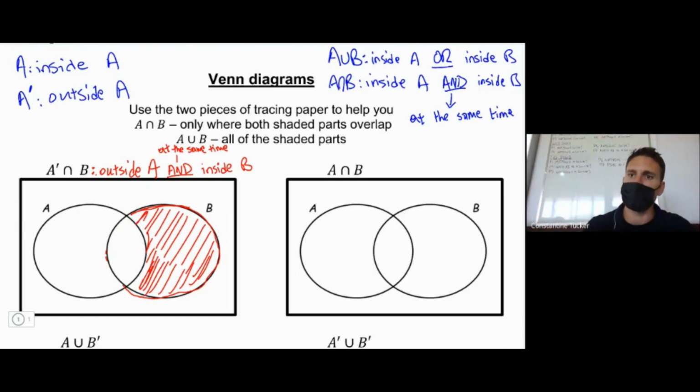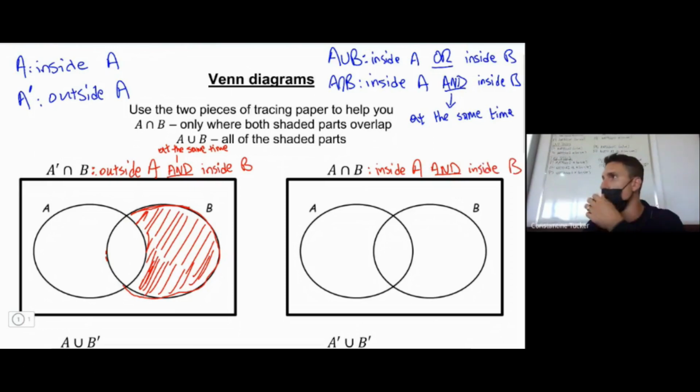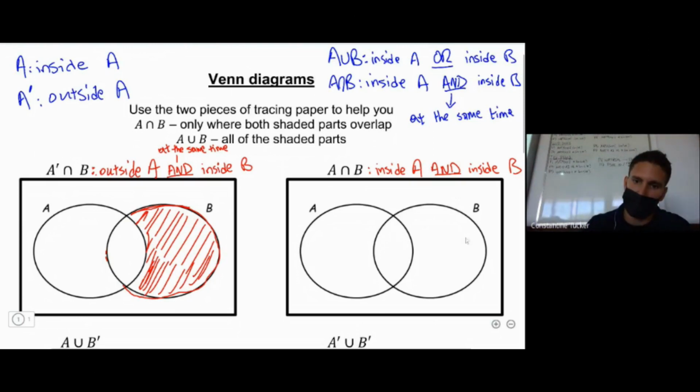Let's translate this firstly. How would we translate this into English? Inside A and inside B. Perfect. We want to be inside both of them at the same time. Where would that be? We want to be inside A and inside B at the same time, so that must be in the middle, exactly, which we call, as we've seen before, the intersection.